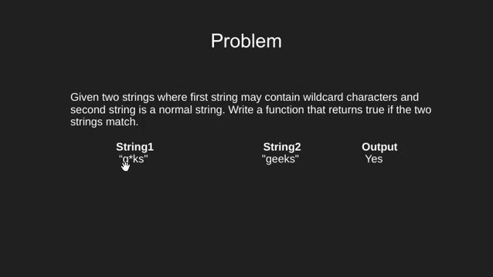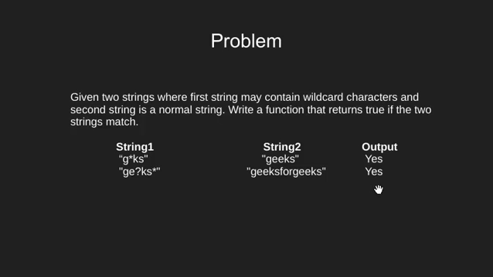So the first string is G*ks and the second string is GEEKS. For this, the output should be yes. Here the asterisk can be replaced with 2e and it would be equal to the second string. One more example is this. Here the question mark can be replaced with e and the asterisk with for geeks and it would result in the second string. So the output would again be yes.